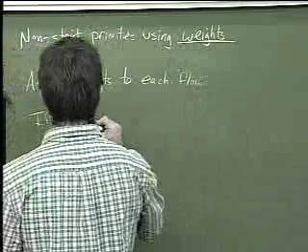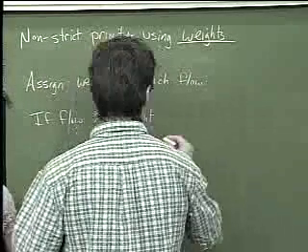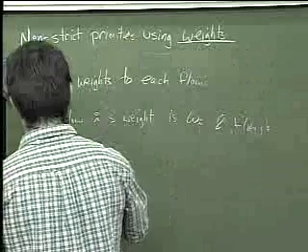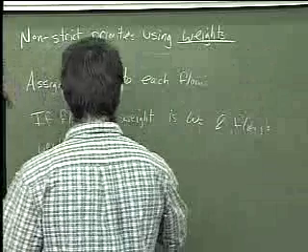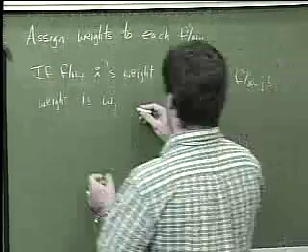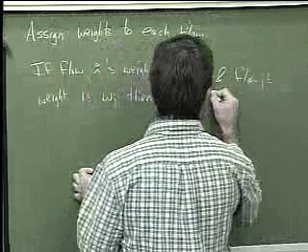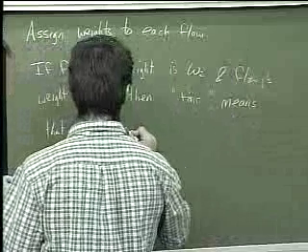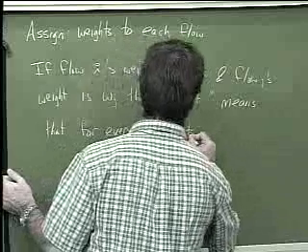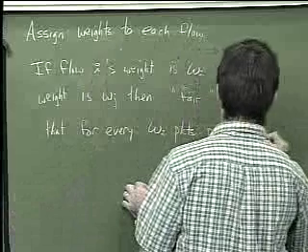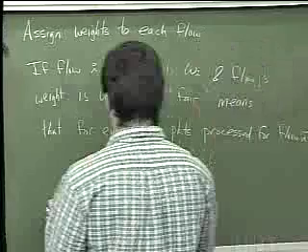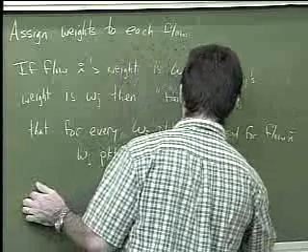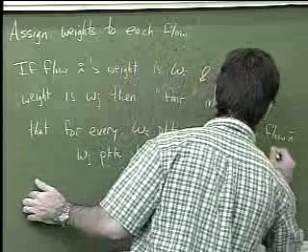If flow i's weight is Wi, and flow j's weight is Wj, then fair means that for every Wi packets processed for flow i, Wj packets should be processed for flow j.